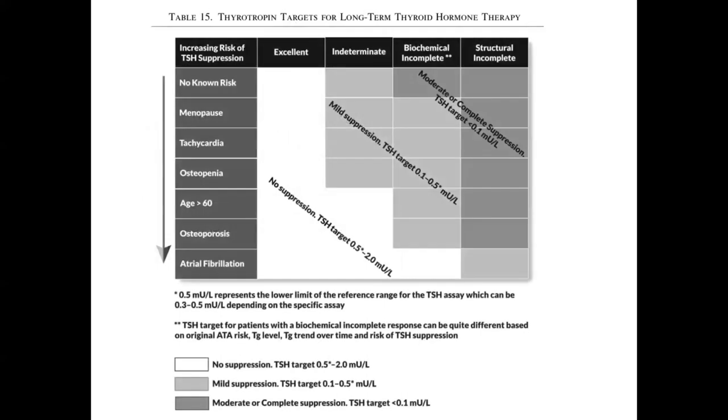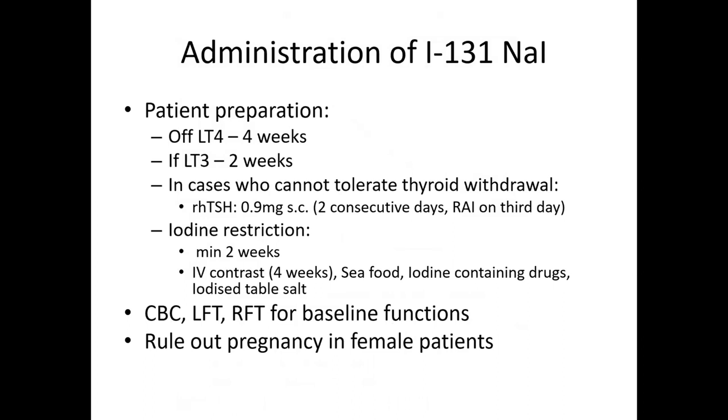So ATA gives a chart in which there are risk groups, and then there are your dynamic risk stratification groups. And with the help of this chart, you can decide what TSH suppression goal the patient should have. Now, Dr. Mani will discuss administration of radioactive iodine and some challenging scenarios which we face in our clinical evaluation.